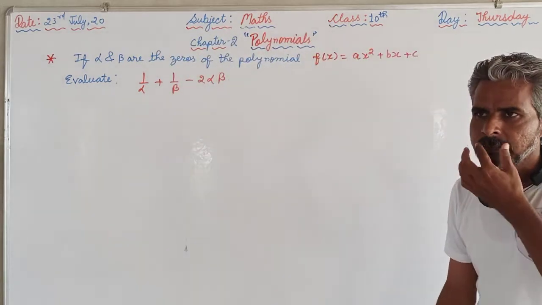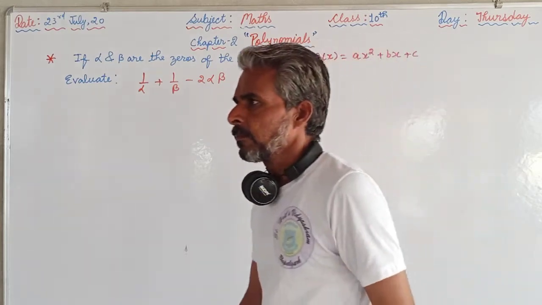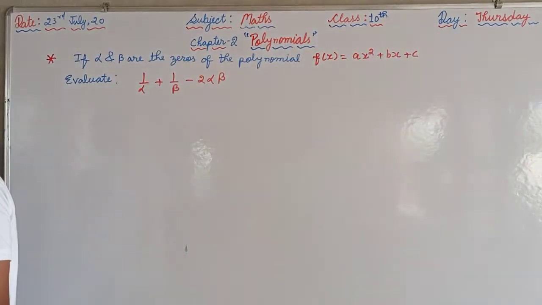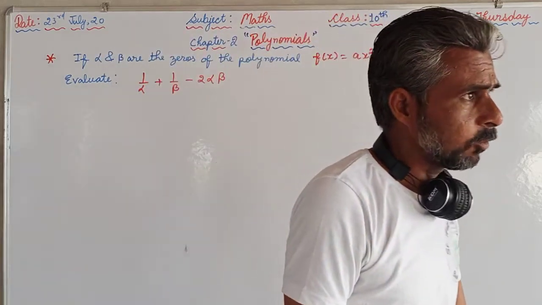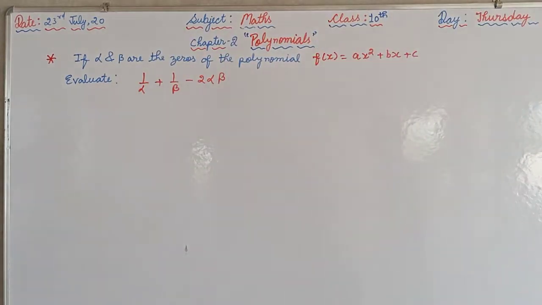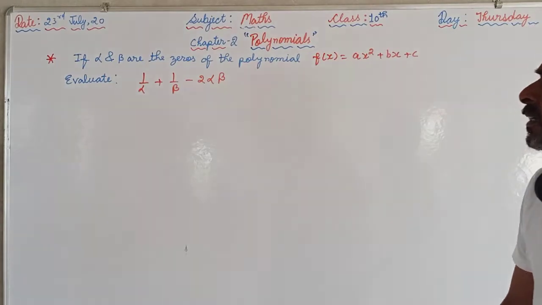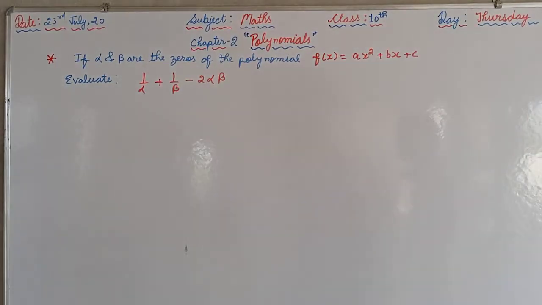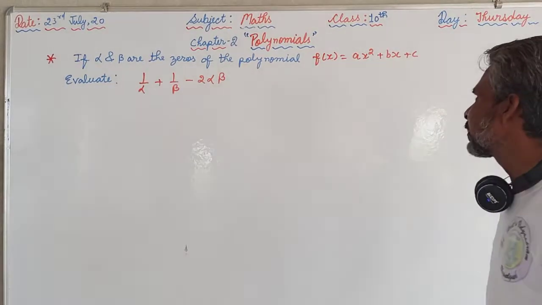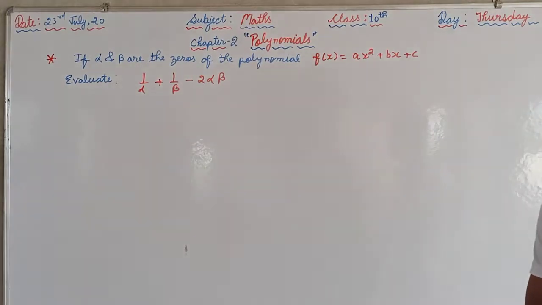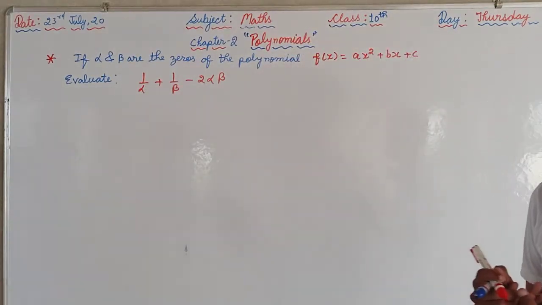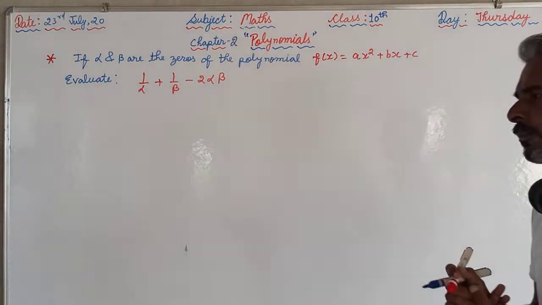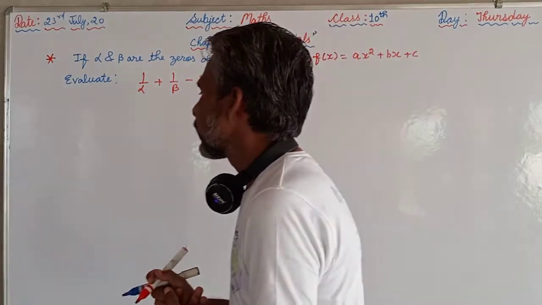This video is for class 10 and the subject is maths. We are proceeding with chapter number 2, and the name of the chapter is polynomials. The question is already written on the board: alpha and beta are the zeros of the polynomial f(x) = ax square plus bx plus c, that is the general form of a quadratic polynomial. Quadratic means the degree is 2. Then we are supposed to find the value of 1 upon alpha plus 1 upon beta minus 2 alpha beta.